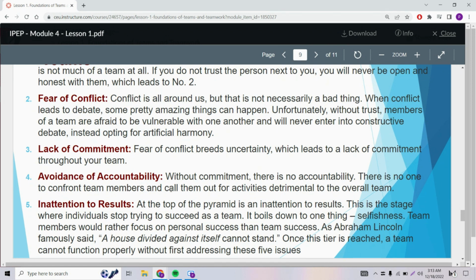Then avoidance of accountability, class. So without commitment, there's no accountability. There's no one to confront team members and call them out for activities detrimental to the overall team.